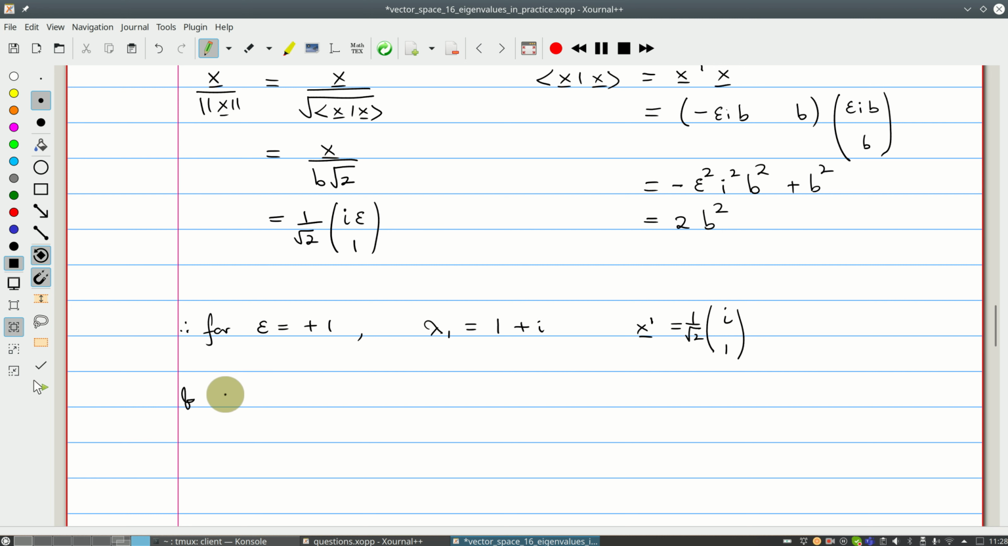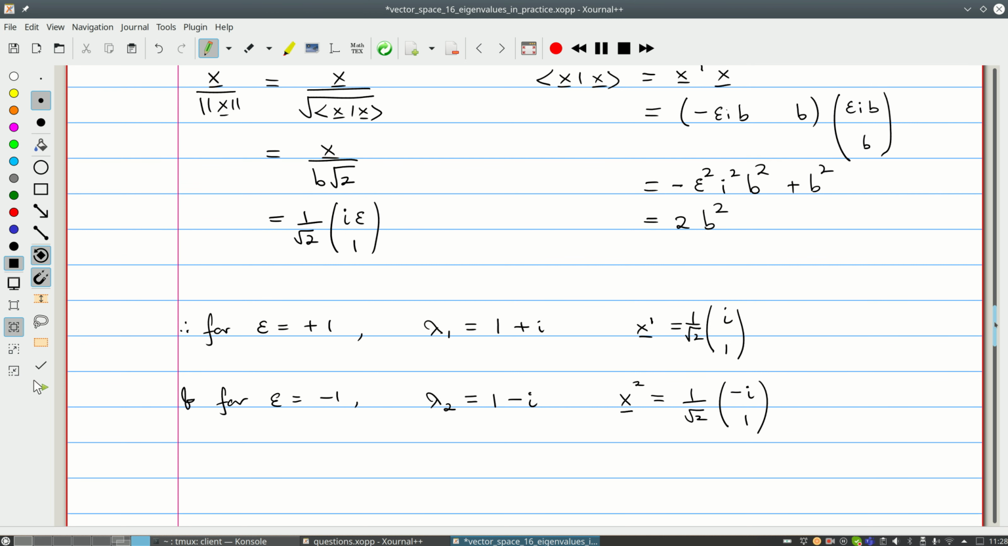And for epsilon equal to minus 1, the second eigenvalue is 1 minus i, and x2 is equal to 1 over the square root of 2 times (minus i, 1). And we've solved the problem.